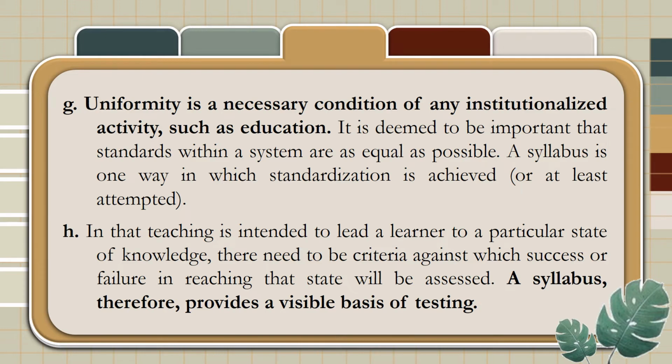Letter G. Uniformity is a necessary condition of any institutionalized activity, such as education. It is deemed to be important that standards within a system are as equal as possible. A syllabus is one way in which standardization is achieved, or at least attempted. And lastly, letter H, in that teaching is intended to lead a learner to a particular state of knowledge, there need to be criteria against which success or failure in reaching that state will be assessed. A syllabus therefore provides a visible basis of testing.